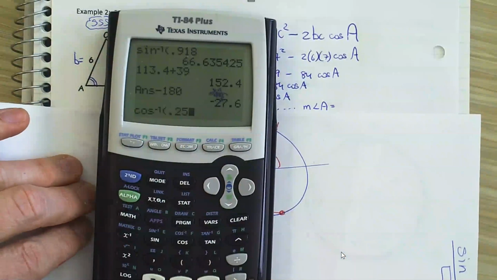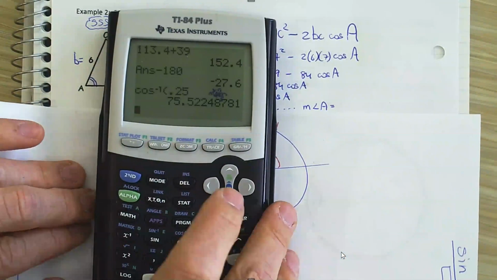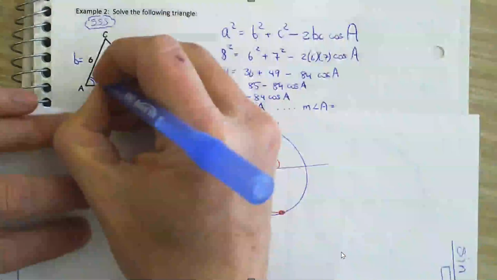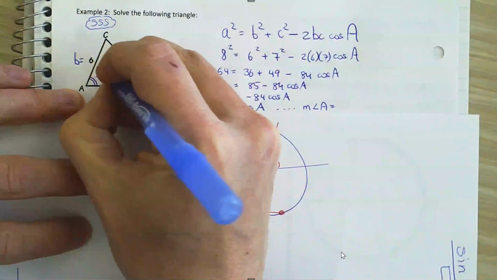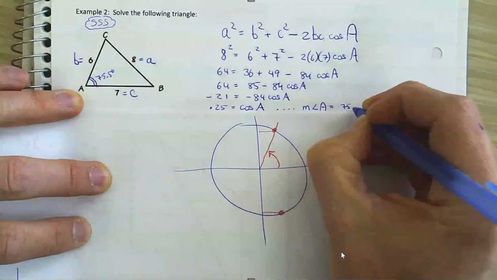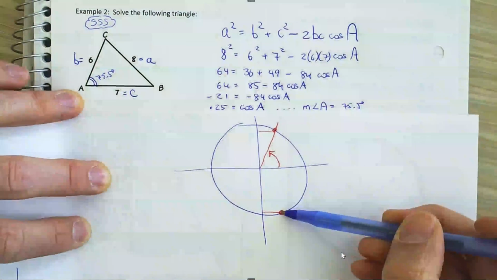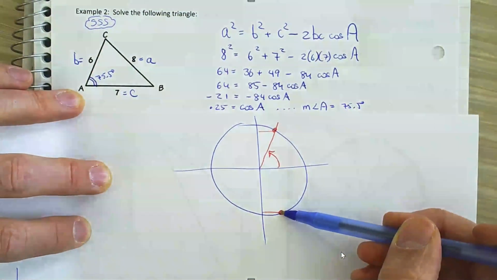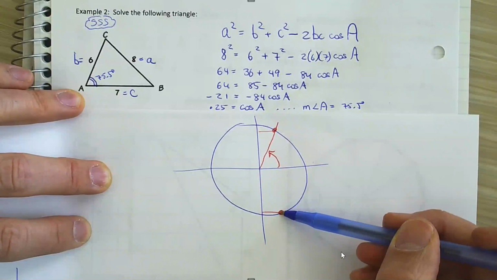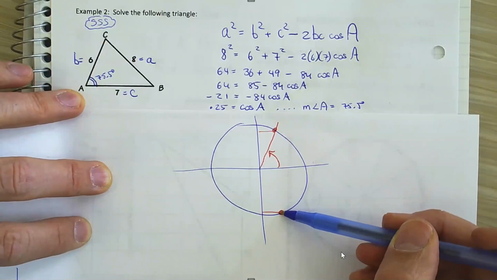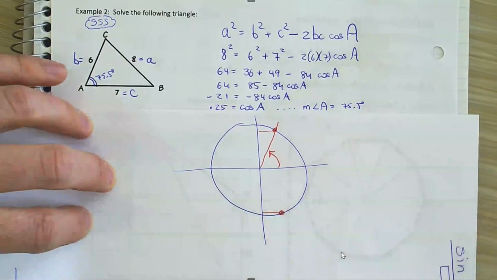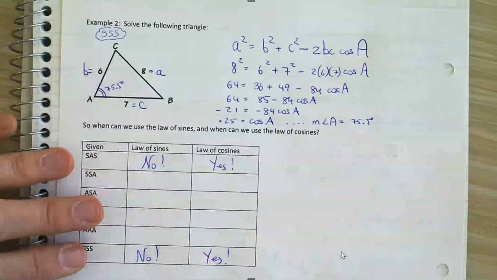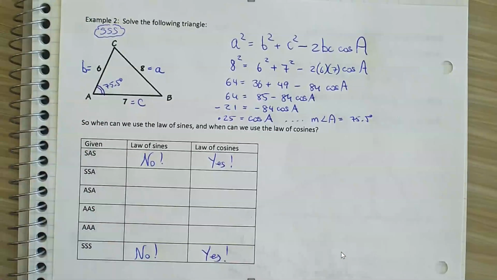Arc cosine of 0.25 is 75.5 degrees. And there you go. The other possibility was way down here, like 285 degrees, but your calculator is not going to give you that one. So there we go. That is how you can find one of the angles.